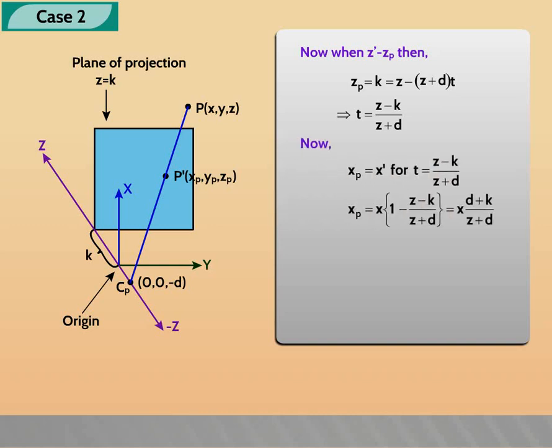Now, xp is equal to x dash for t is equal to z minus k by z plus d. Therefore, xp is equal to x into 1 minus z minus k by z plus d is equal to x into d plus k by z plus d. Similarly, yp is equal to y dash for t is equal to z minus k by z plus d. Therefore, yp is equal to y into 1 minus z minus k by z plus d is equal to y into d plus k by z plus d.